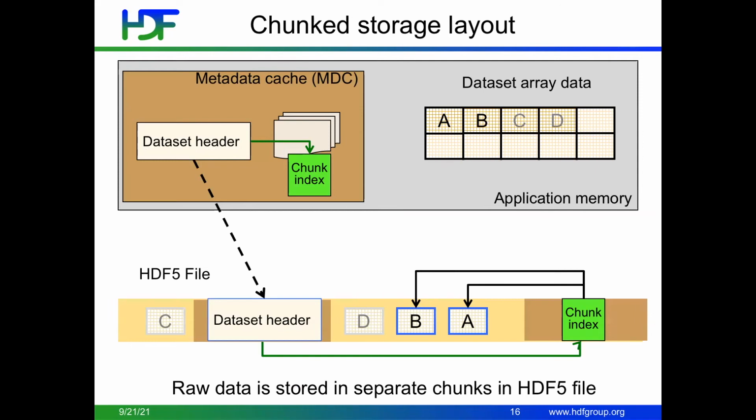First of all, in the file, the dataset header will point first to the chunk index, and the chunk index will point to different chunks that may be scattered in the file. They may not be contiguous chunk by chunk. They may not be written one after another. It really depends on what the application is doing.